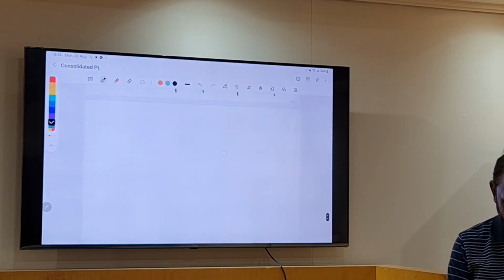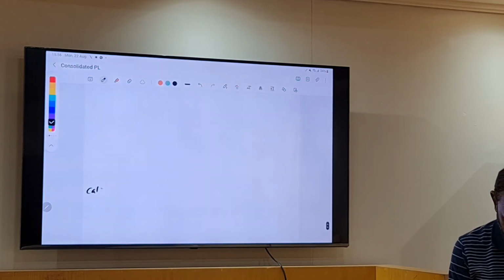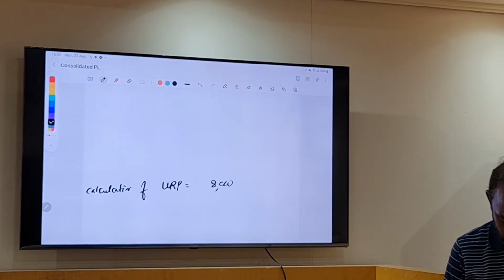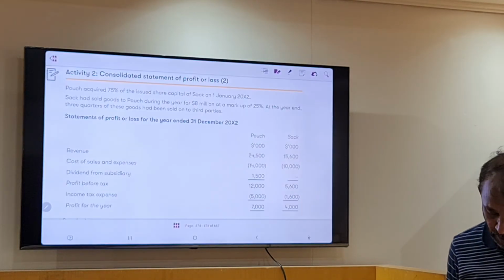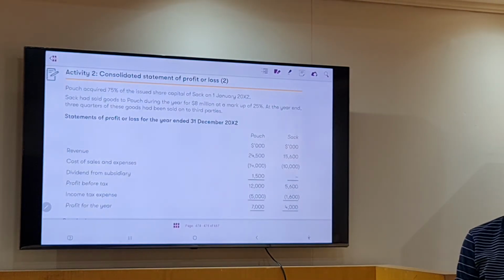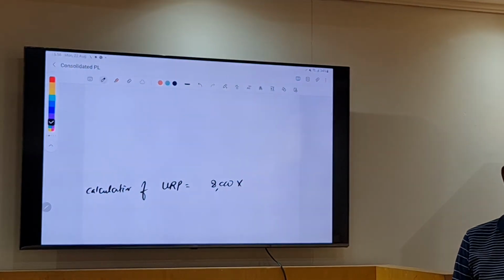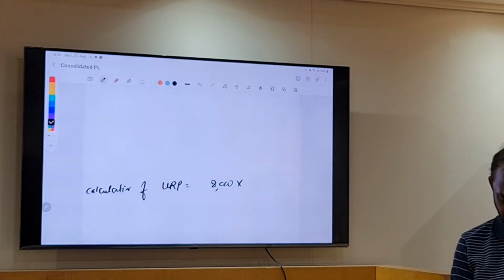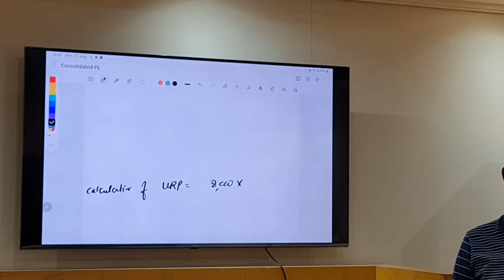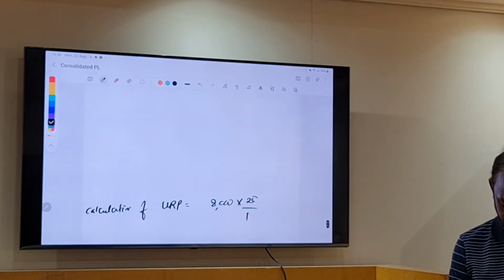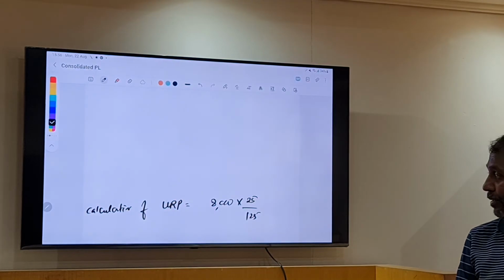Now can we calculate the unrealized profit? 8,000 divided by... the calculation gives 1,600 of unrealized profit. 8 million is the sales value, and this is markup. So that means if cost is 100, divided by 5, how did you come up with 25? The sales value is 125%, so 25 over 125.